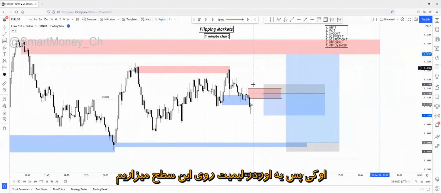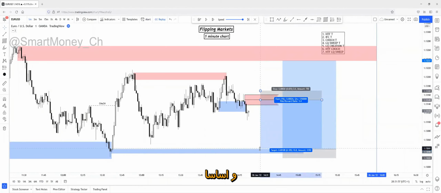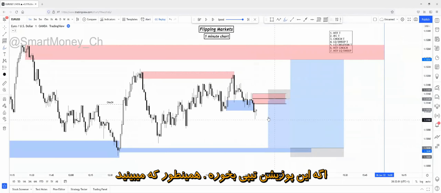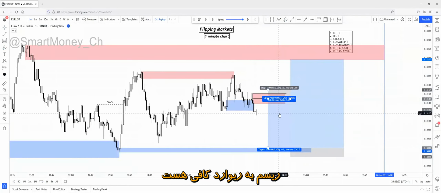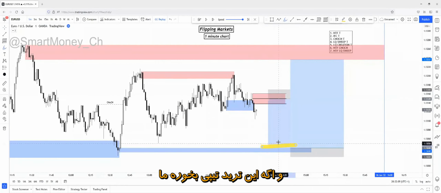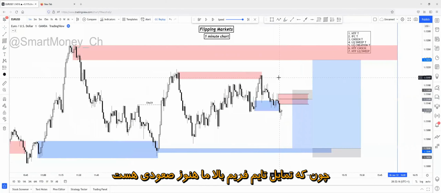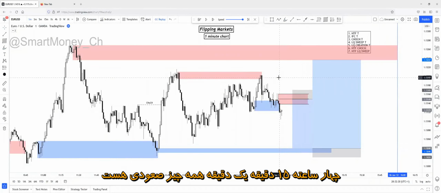Okay, so setting a limit order on this zone and targeting this demand zone. And basically, if this position hits TP, as you can see, the risk reward ratio is just enough. It's more than 5 risk reward ratio, so we will take this trade. Okay, so if this trade hits TP, we will tag into another trade immediately, as you can see here, because for the higher time frame, intention is still pretty bullish. The 4 hour, 15 minute, 1 minute, everything is bullish.